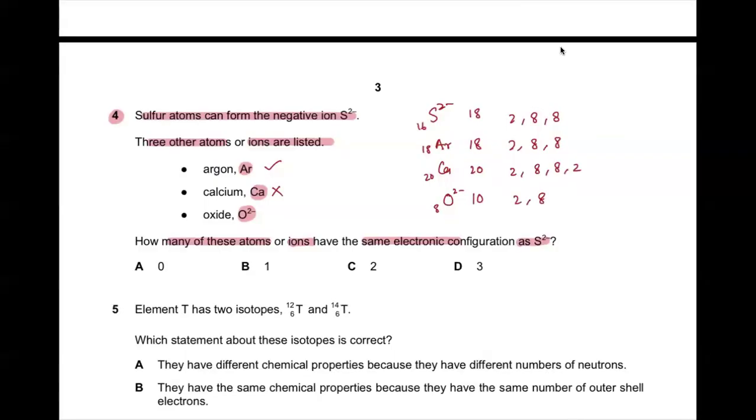That's it. So calcium and the oxide ion don't have the same electronic configuration as the S2- sulfide ion, but only argon. So B is the correct answer. A, C, and D go wrong, and B is my correct answer.